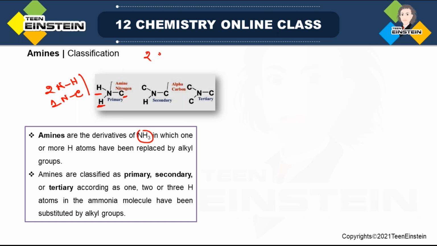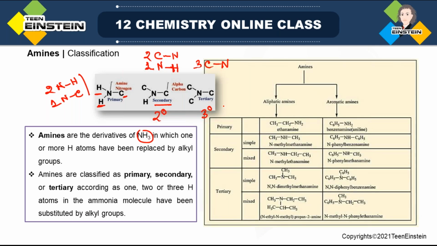Similarly, when there are 2 CN bond and only one NH bond, in that case it will be called secondary or 2 degree, and the other possibility where you have 3 CN bond and we do not have any hydrogen, so this will be tertiary or 3 degree. Both are fine. Now classification we will see in this way. So amines, first we have two categories. One is aliphatic amine, another one is aromatic amine. Aromatic amine means there must be presence of benzene ring or any substituted benzene ring.